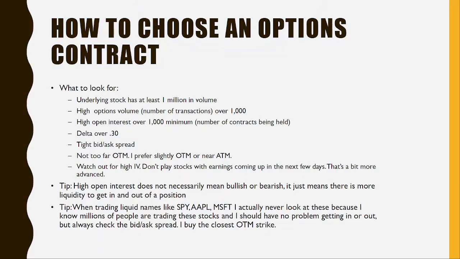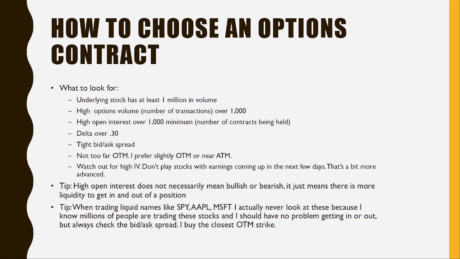So a couple things I look for personally in an options contract. Every trader is going to be different, but you want a stock that has at least 1 million in volume, at the least. That's still cutting it pretty thin. Ideally, like 5 million in volume. And has high options volume, that's the number of transactions, probably over 1,000. We want high open interest over 1,000. And the open interest is the number of contracts being held at one time.